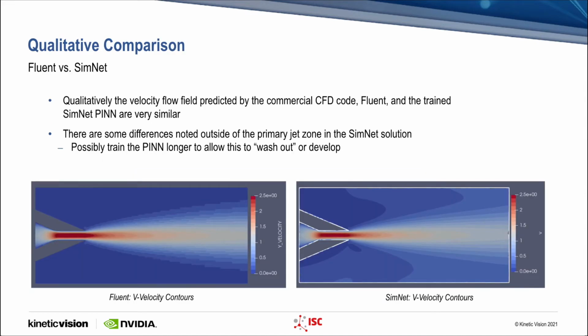So qualitatively we did a comparison, and quantitatively we also made a comparison with the commercial code Fluent. In the bottom left, the velocity contours generated by the Fluent solution, which was set up identically from a geometry and also a physics standpoint as SimNet, shown at the bottom right, look very similar. One thing to note is that the velocity contours in the SimNet trained neural network did exhibit some non-zero velocities on the outboard sections of the jet.